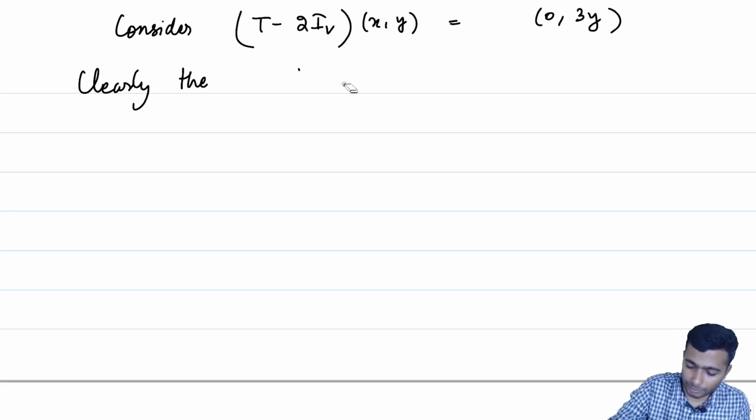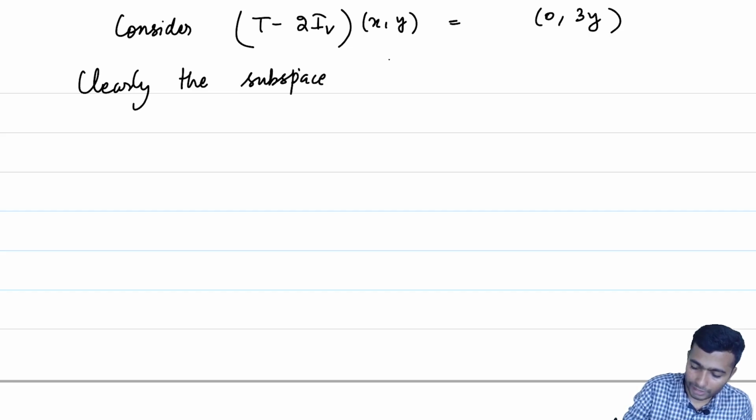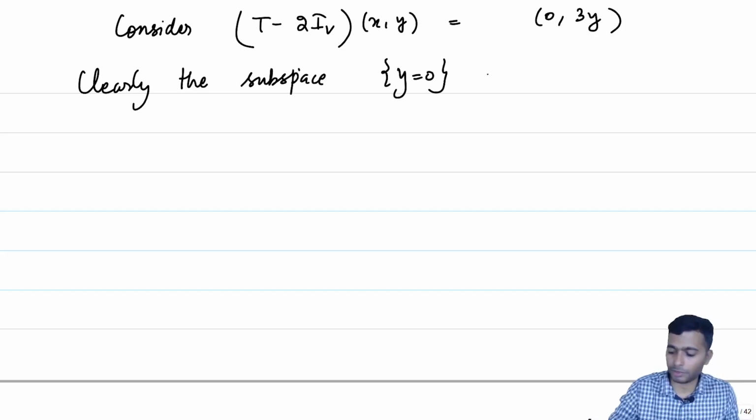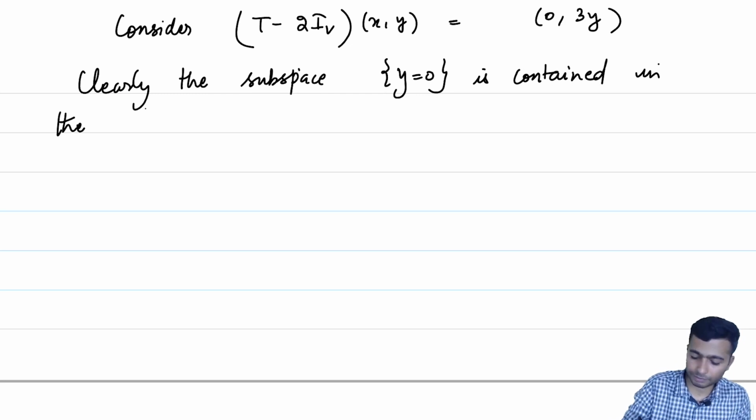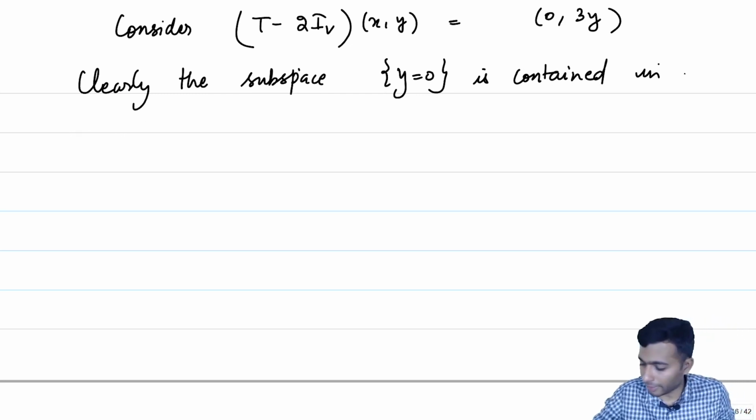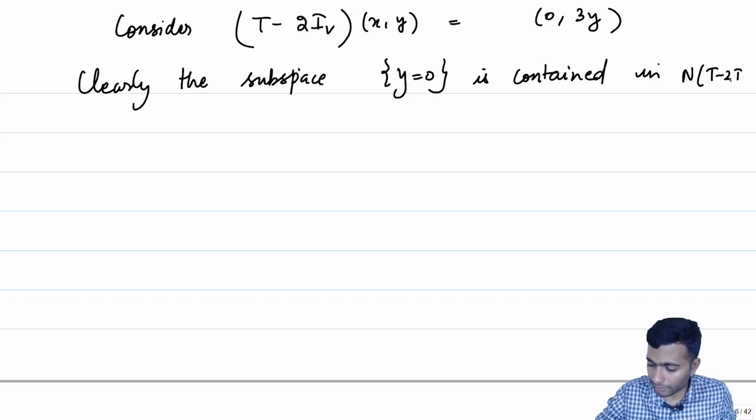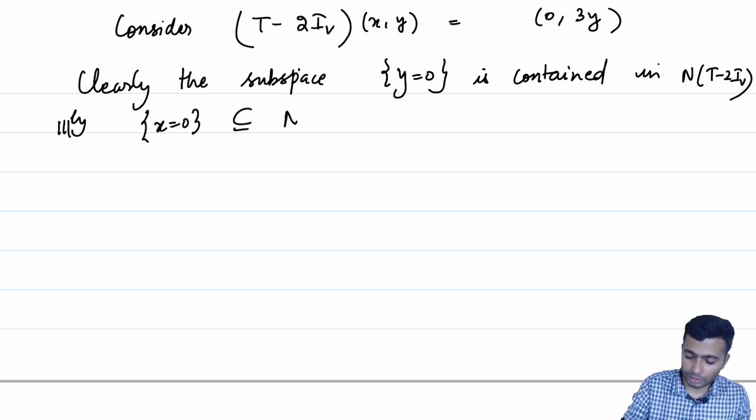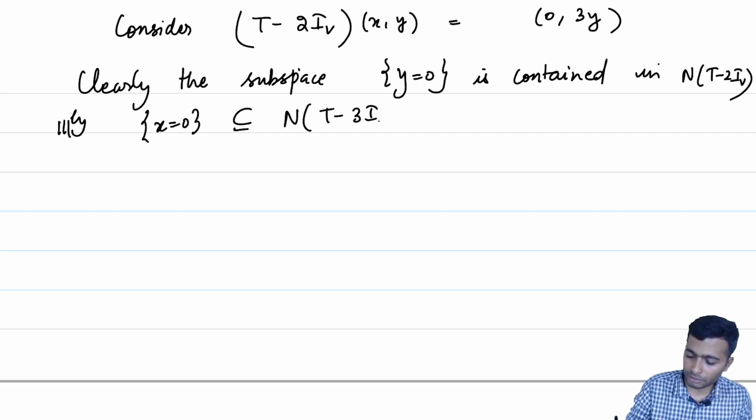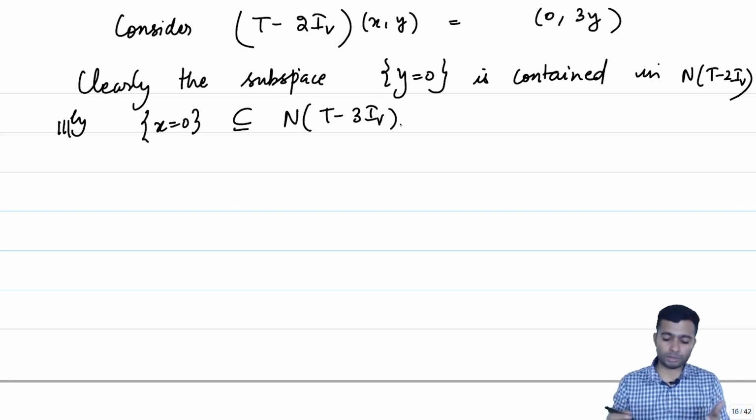And clearly the x axis, or the subspace, let me put it like this, the subspace y equal to 0, which is a one dimensional subspace, is contained in the null space of T minus 2 IV. Similarly, x equal to 0 is contained in the null space of T minus 3 times the identity map. So, yes, this also tells us that 2 and 3 are eigenvalues.